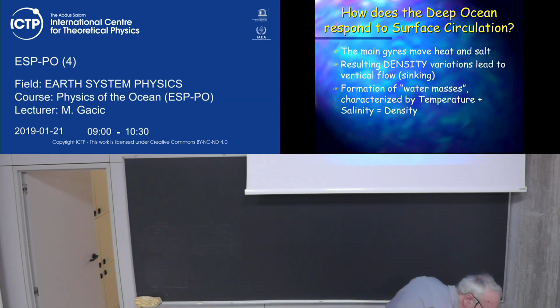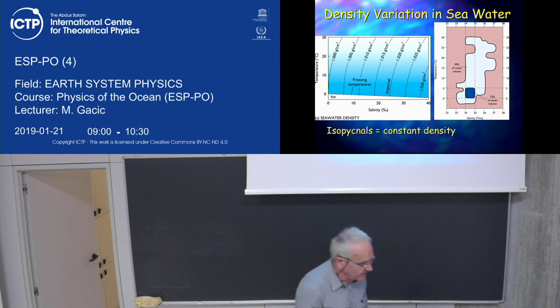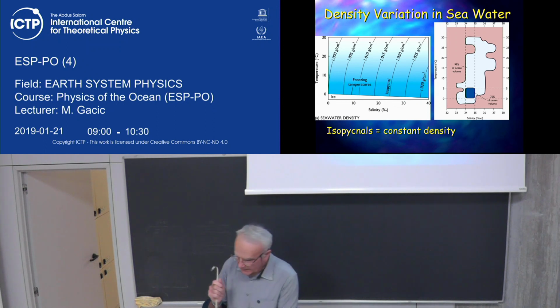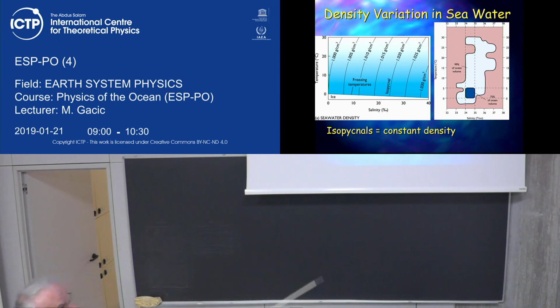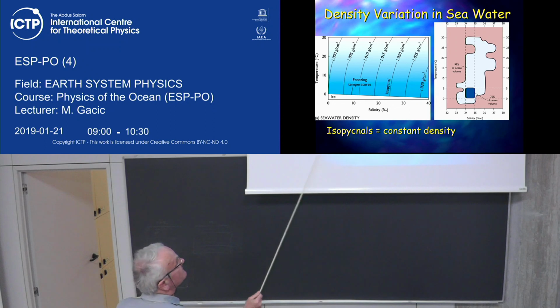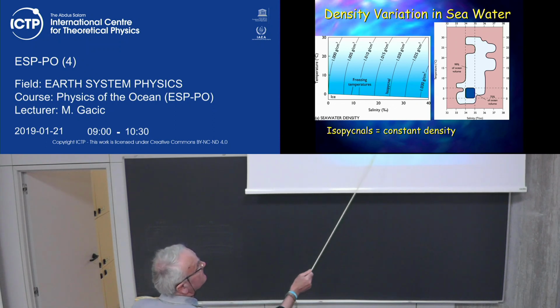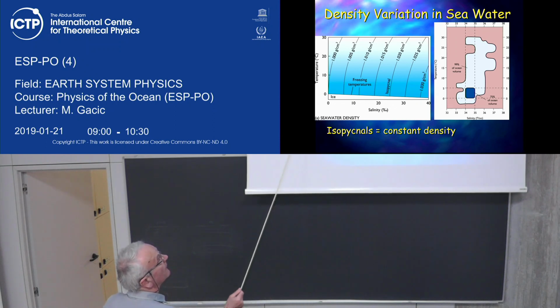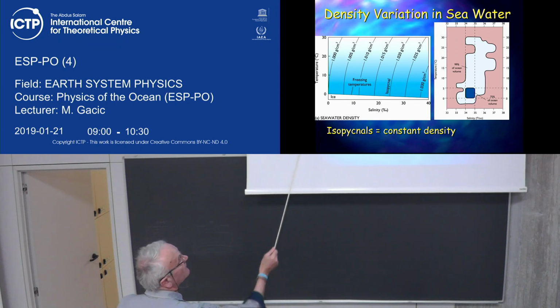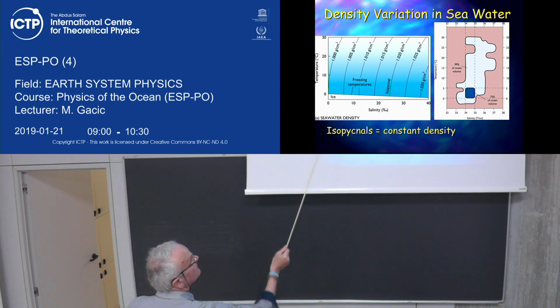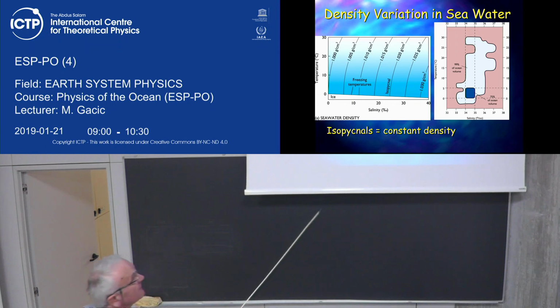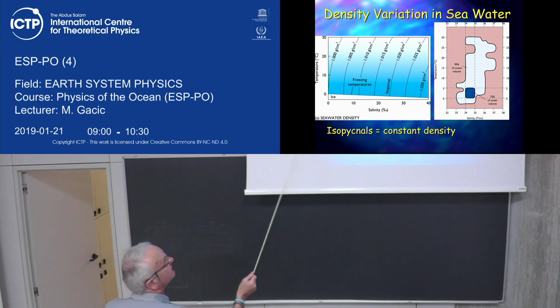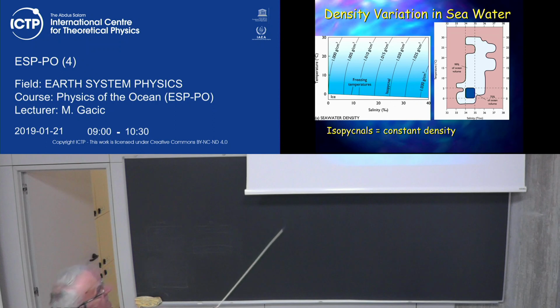And this is the density variation of seawater. Well, I showed you this graph before. This is the relationship between temperature and salinity, and you can see the freezing point, and these are the lines along which the density doesn't change, although the temperature and salinity change. This is what we call a TS diagram.